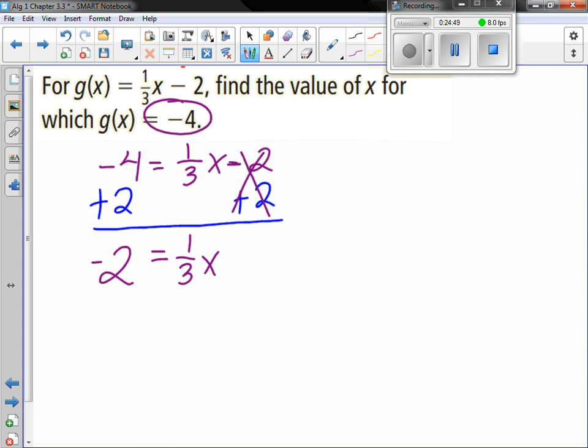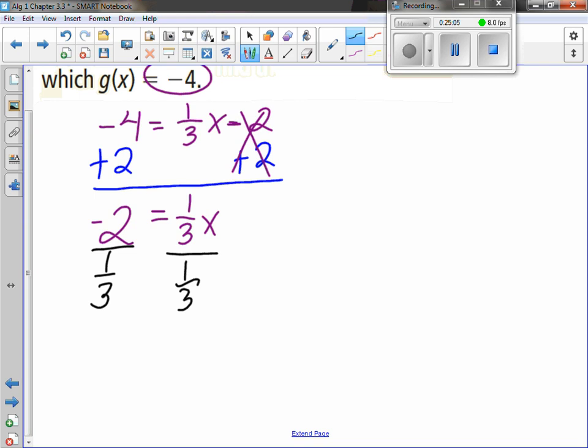Now, what do we need to do next? So we can divide both sides by 1/3, and that's fine. Because if I divide both sides by 1/3, well, 1/3 and 1/3 will simplify, leaving me with x. And what is -2 divided by 1/3?